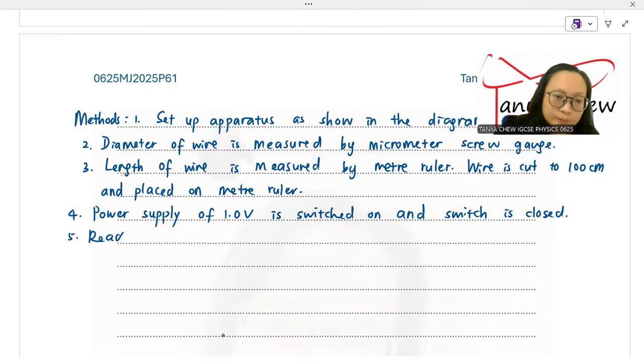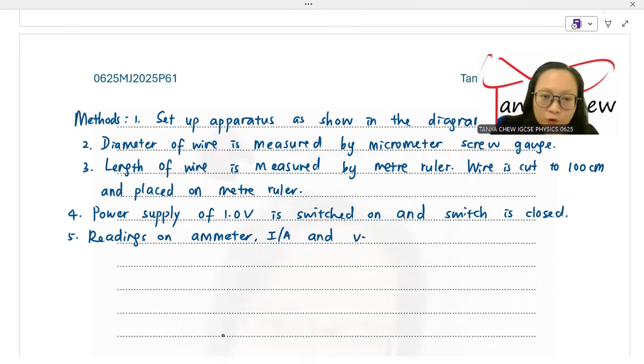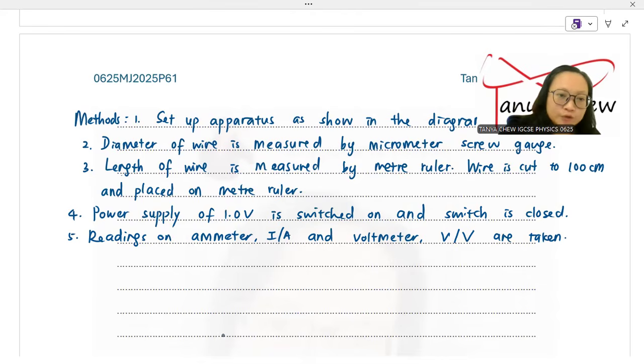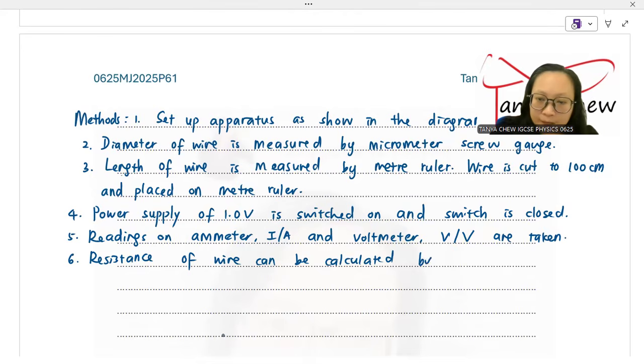Readings on the ammeter, which is I in ampere, and the voltmeter, V in volt, are taken. How do we calculate R? The resistance of the wire can be calculated by R is equal to V over I.